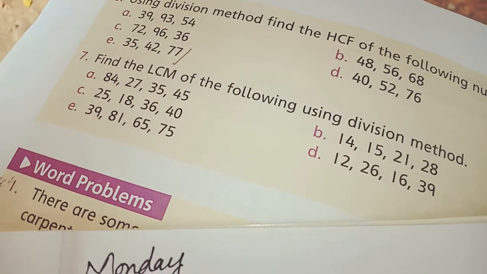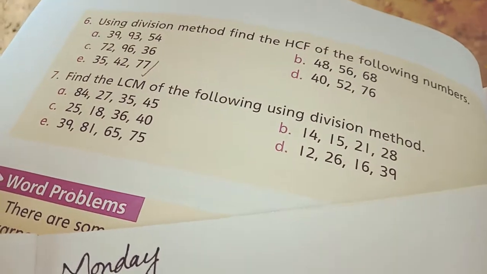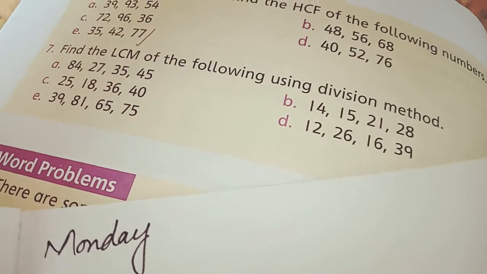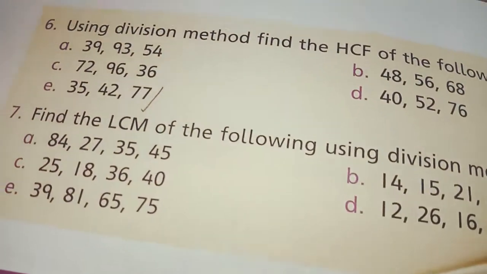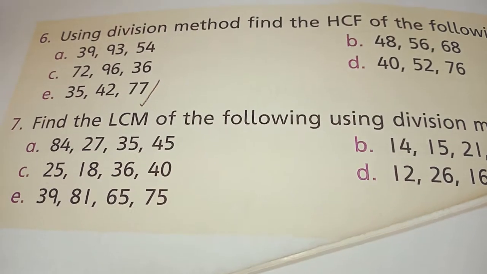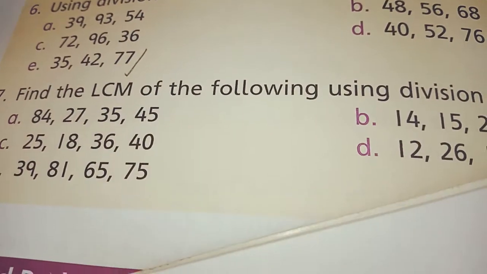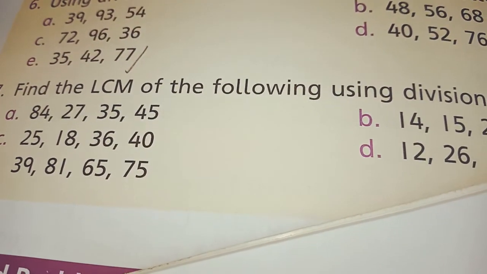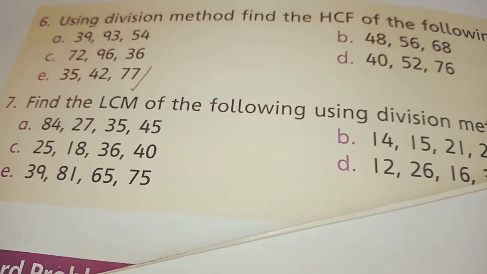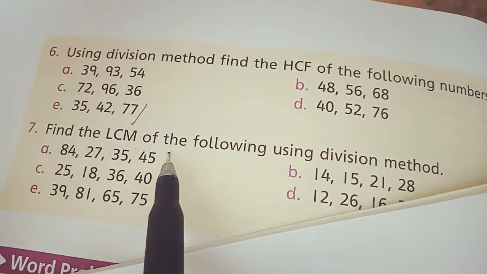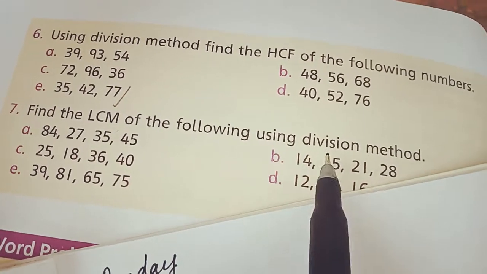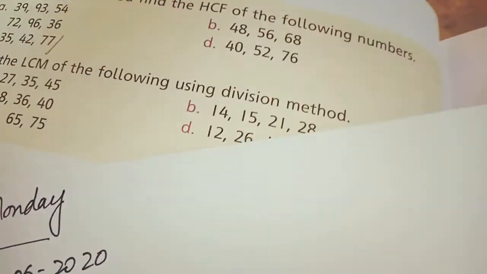Today we are starting our exercise 2B from question number 7, and we have done till question number 6 in our previous lecture. Question 7 is: find the LCM of the following using division method. What is LCM? LCM is known as least common multiple.